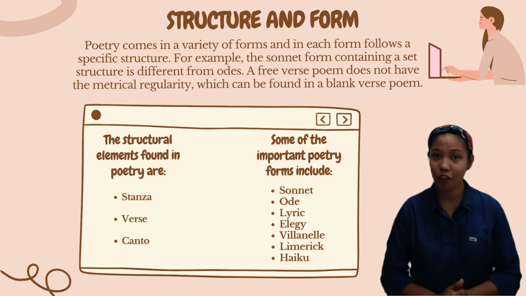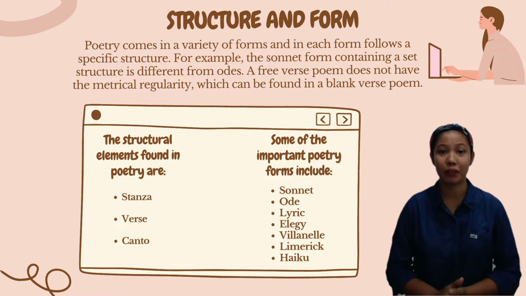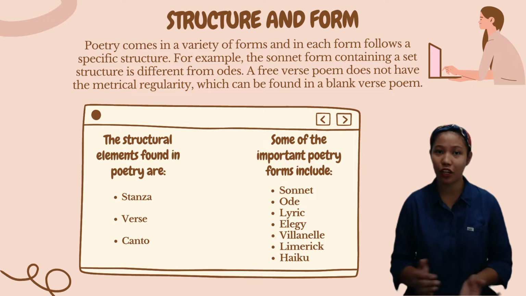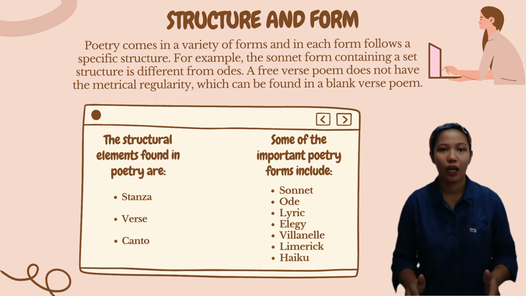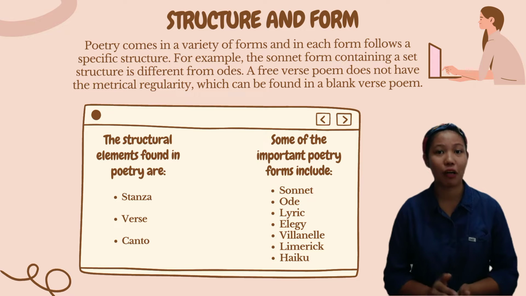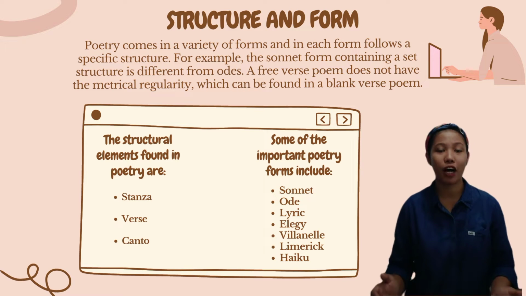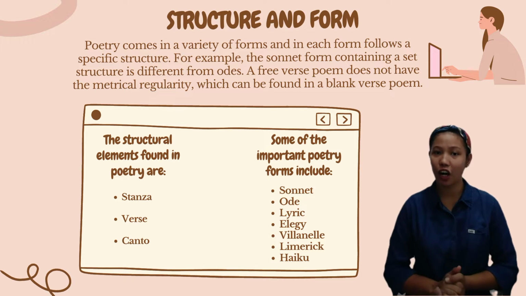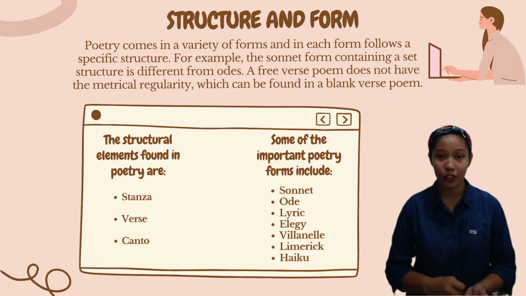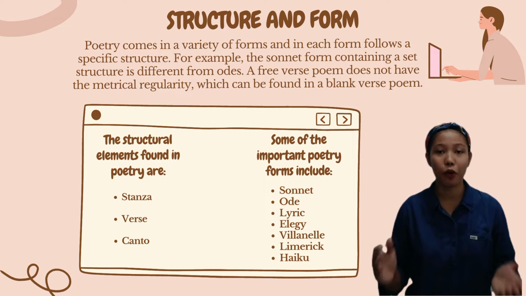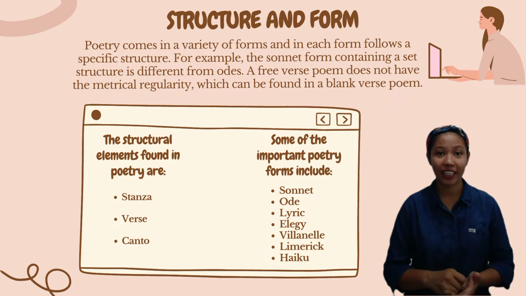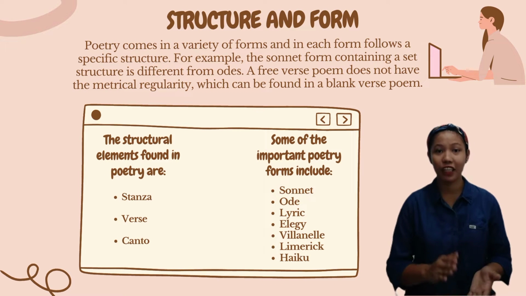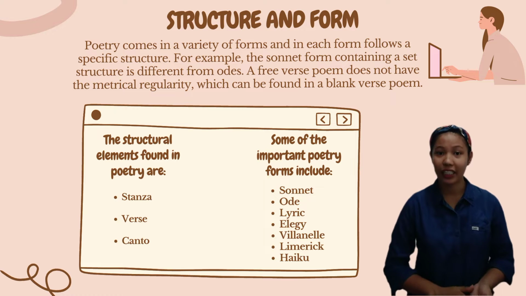Poetry comes in a variety of forms and each form follows a specific structure. For example, the sonnet form containing a set structure is different from odes. A free verse poem does not have a metrical regularity which can be found in a blank verse poem. The structural elements found in poetry are stanza, verse, and canto. Some of the important poetry forms include sonnet, ode, lyric, elegy, villanelle, limerick, and haiku.